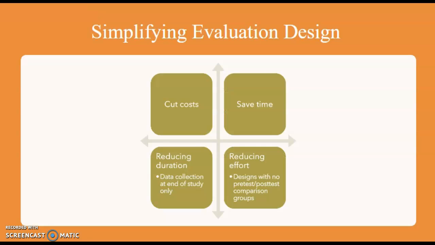One way to address scheduling and other time constraints lies in the selection of the evaluation design. Different methods can cut costs and save time, though this may result in a weaker design. The distinction between reducing effort and reducing duration is very important. One way to reduce duration is to only collect data at the end of the study as opposed to during and before the study. One way to reduce effort is to choose a design with no pre-test or post-test comparison groups.